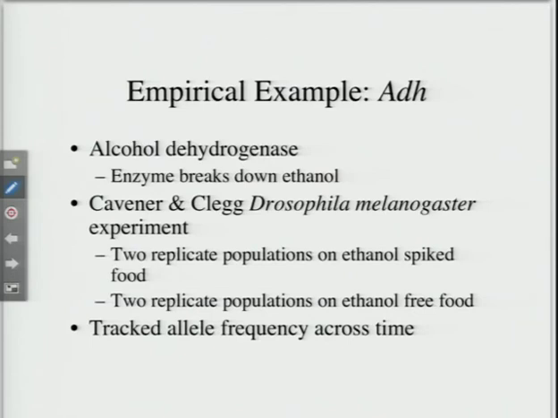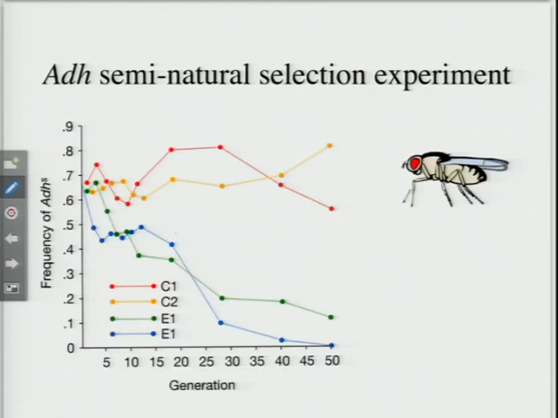So these guys did an experiment where they had two replicate populations on ethanol-spiked food, where the functional alleles of the ADH gene should be relevant. They should matter to fitness. And then they did two control lines on ethanol-free food. So if there's no ethanol on food, what's the relevance of genetic variation in ADH? 0, right? It's not a feature of the environment. And then they just tracked the allele frequencies over time. They did two replicates of each to control for random effects such as genetic drift.